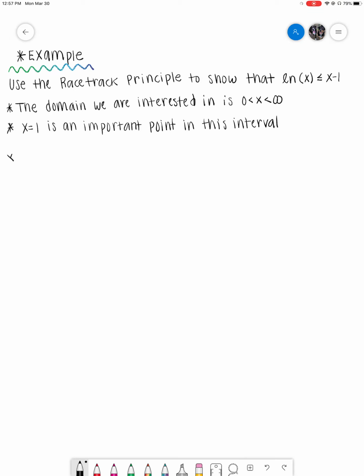So first, we're going to focus on x greater than or equal to 1. So we're going to say that g of x is the natural log of x, and h of x is x minus 1. Then taking the derivatives, we get g prime of x, which is equal to 1 over x, and h prime of x, which is equal to 1.